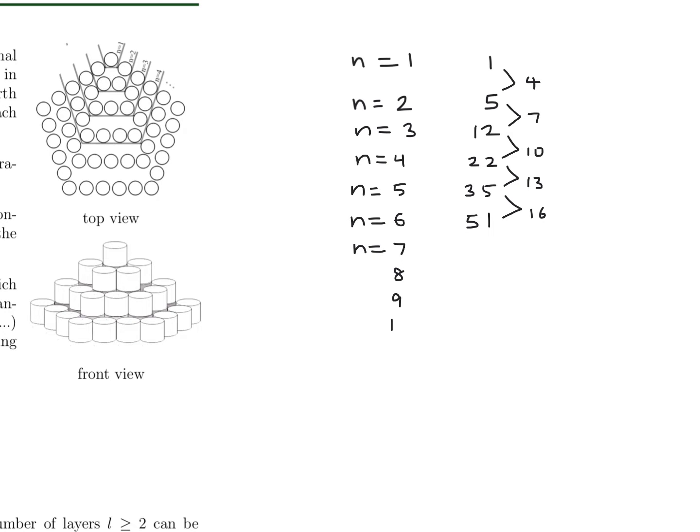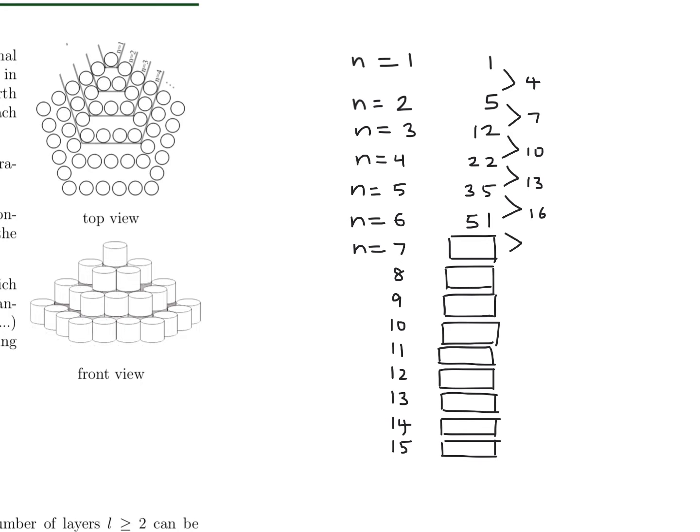7, 8, 9, 10, 11, 12, 13, 14, 15. If you just keep going up like this, you can get each of these numbers. So the next one should be 19, and then going up by 3 every time: 22, 25, 28, 31, 34, 37, 40, and the last difference is 43. And then you can just fill these in.